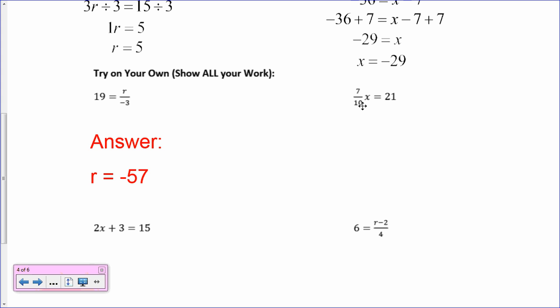Next one, 7/10 x equals 21, so I can multiply both sides by the reciprocal. The reciprocal of 7/10 is 10 over 7. And I get an answer of x equals 30. Okay.